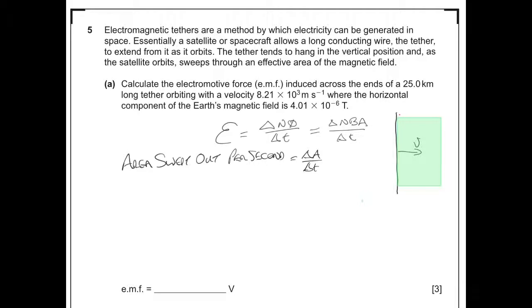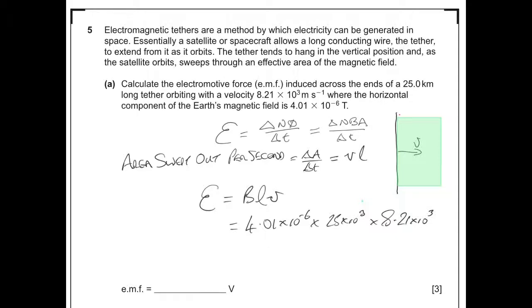So if we imagine the area swept out per second is going to be delta A over delta T, that's going to be just the area of this rectangle in 1 second, which will be the velocity, because that's how far forward it goes per second, times the length of it. So delta A over delta T is just going to be VL. Now n equals 1 because there is only one strand, and we just multiply that by B then, and we get that the EMF is BLV.